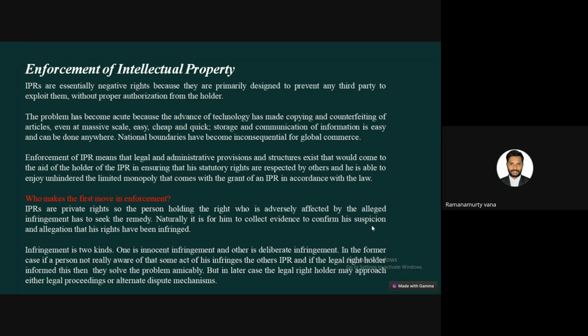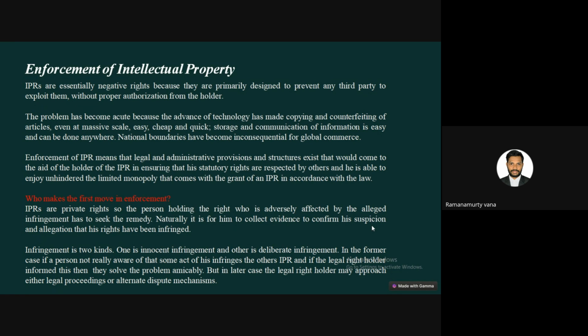So the enforcement of intellectual property means there are some legal provisions and administrative provisions, and some administrative structure exists. Those existing provisions and structures help the holder of the intellectual property rights by ensuring that his statutory right is respected. So no one is infringed. If anyone infringes, we will take action based on the legal and administrative provisions. So these provisions let them enjoy unhindered the limited monopoly, because the term limited monopoly is very important. If you create an absolute monopoly for the holder of intellectual property rights, again it is abuse. So it gives a limited monopoly that comes with the grant of intellectual property in accordance with the law.